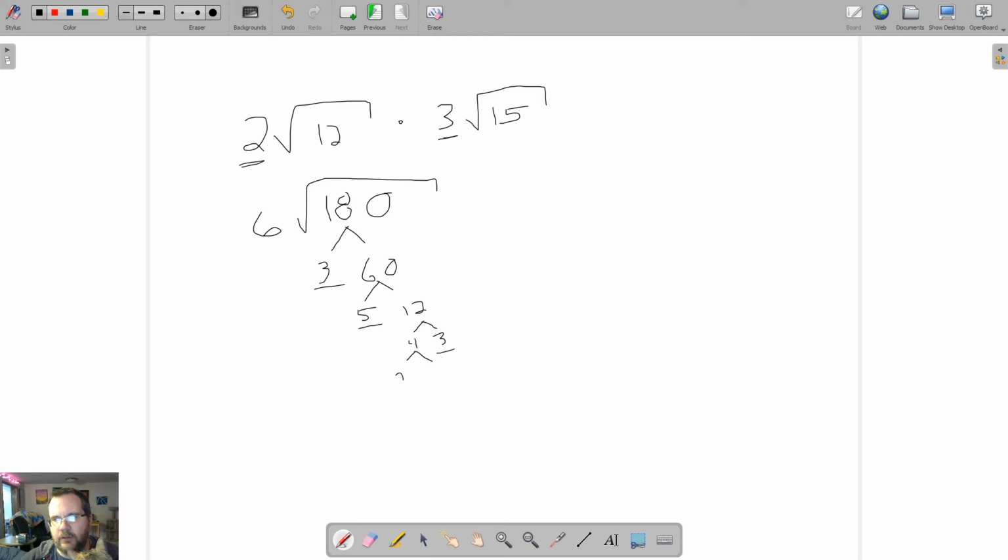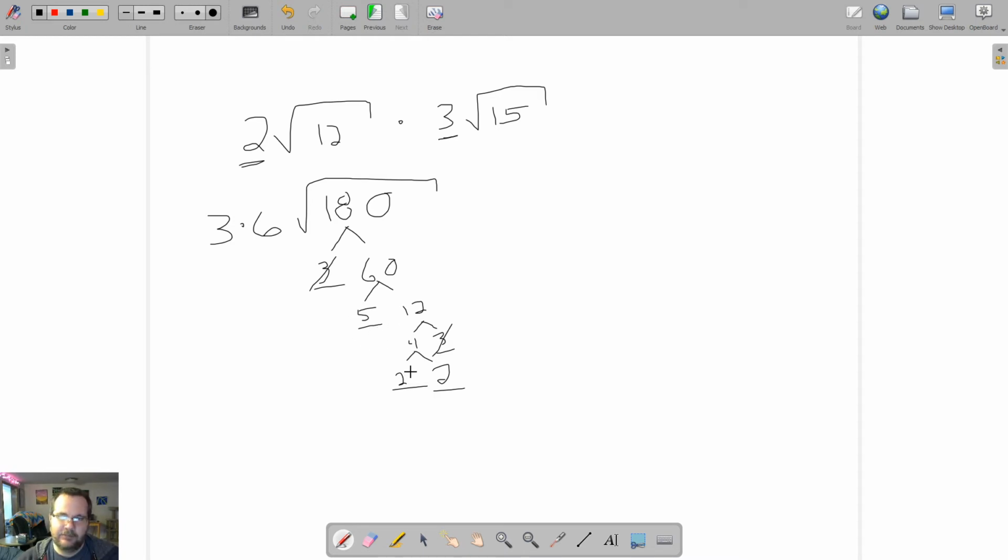And 4 breaks down into 2 and 2. All right. So now I'm looking for pairs in here, and any pair can go outside the house. So I have a pair of 3s, so I'm going to cross these out. I'm going to add a 3 on the outside. Now when this 3 gets added to the outside, it's going to multiply by anything that's already out there. So I'm just going to add a little multiplication symbol here so I don't forget.